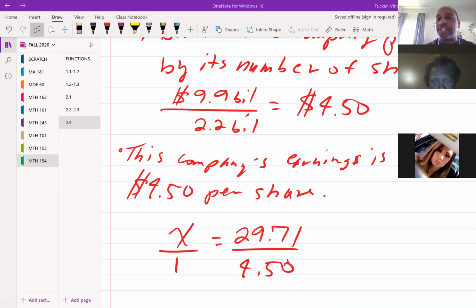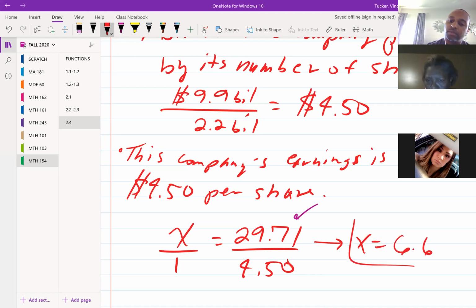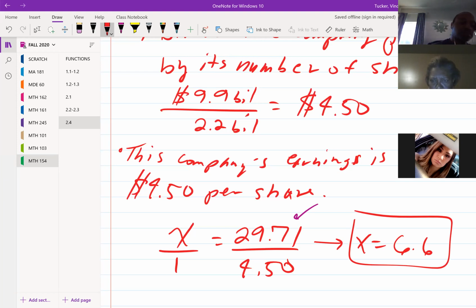So yeah, they gave you that share price in B. This time, let me go back to my share. So they gave me this. B will give you that 29.71. We got a 4.50 from the 9.9 divided by 2.2, and that 29.71 would be a part of B's question. And then we go ahead and divide that out. X is equal to 6.6, 29.71 divided by 4.0, that's 4.5, excuse me.